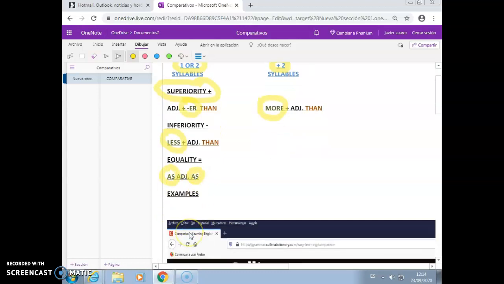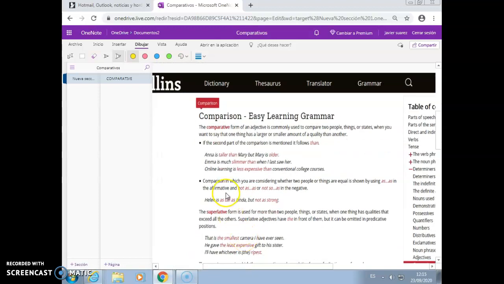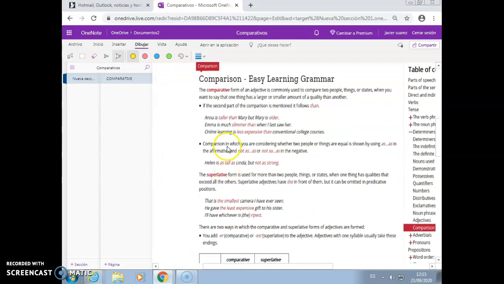Let's see now the examples in normal sentences. The comparison or the comparative of superiority. For example, here we have tall, which is one syllable, or old, which is one syllable. So we should say taller and older. Anna is taller than Mary, but Mary is older. Ana es más alta que Mary, pero Mary es más mayor.